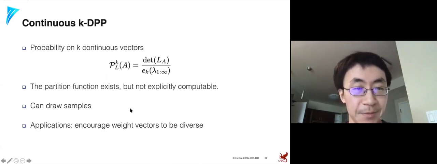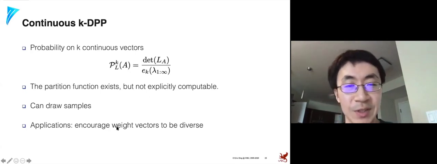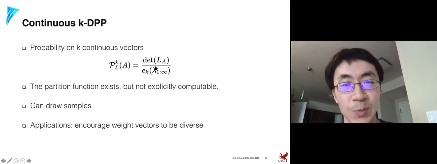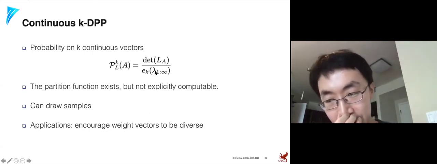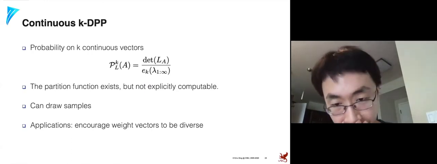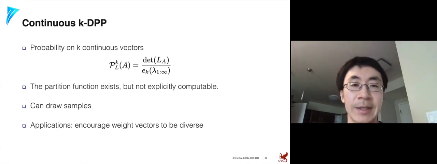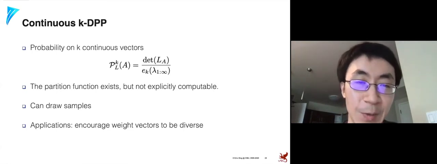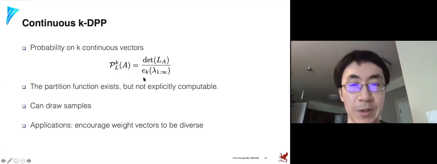And one major application is we want to encourage the k vectors to be diverse. For instance, in topic models, we want to learn diverse topics instead of redundant topics, right? And to achieve that, we basically want to put this prior over the k topic vectors to encourage them to be diverse.